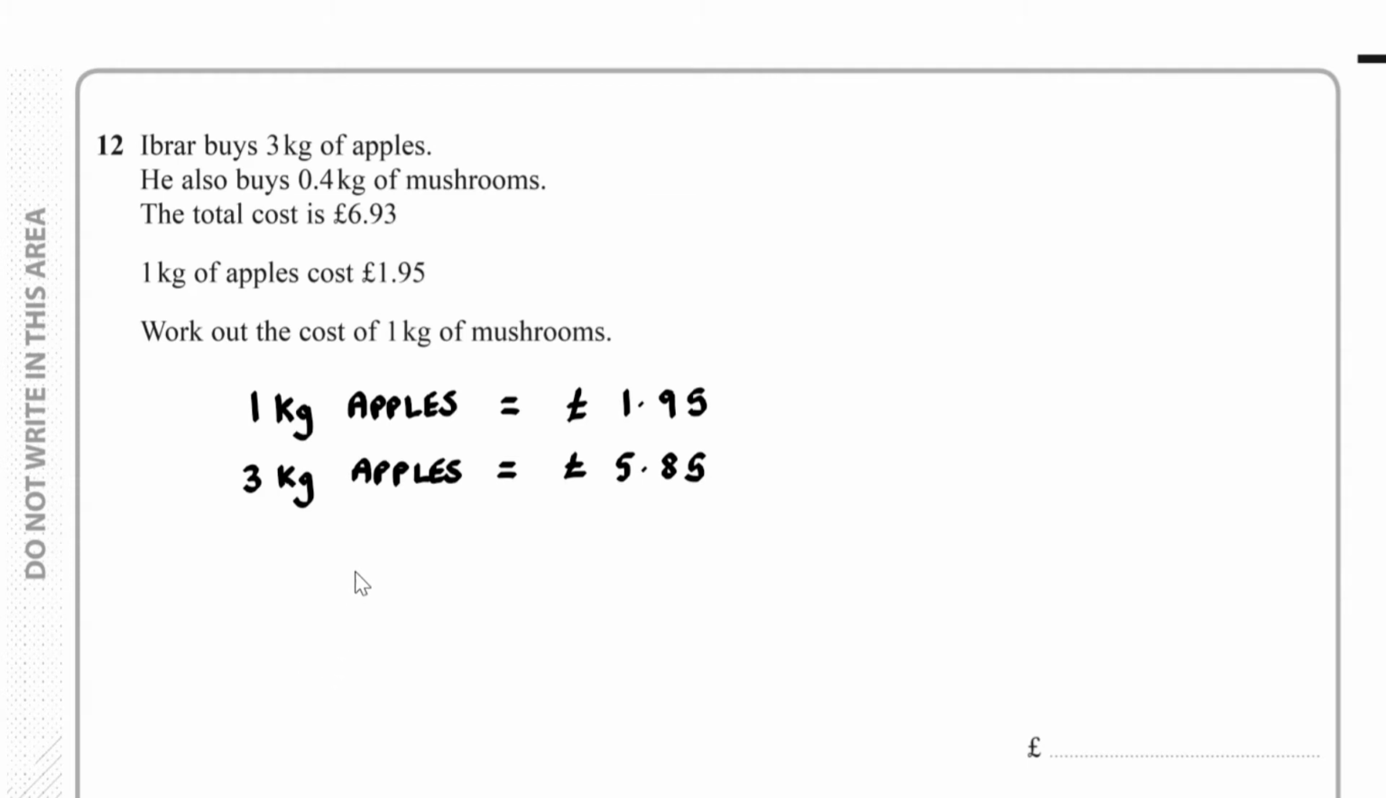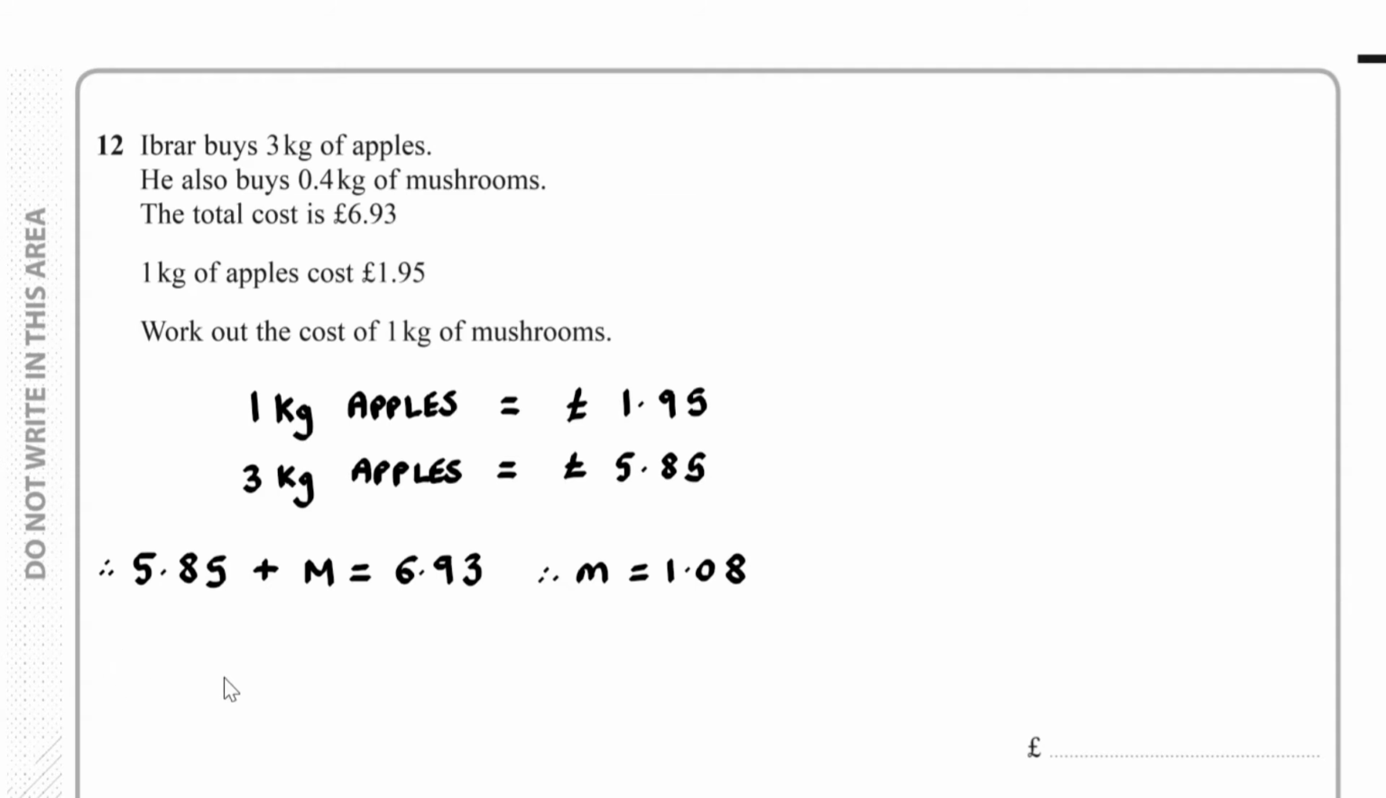So what we have is 3 kilograms of apples costing £5.85 plus some cost of the mushrooms, we'll call it M. This is equal to £6.93, which means the cost of the mushrooms is equal to £1.08.